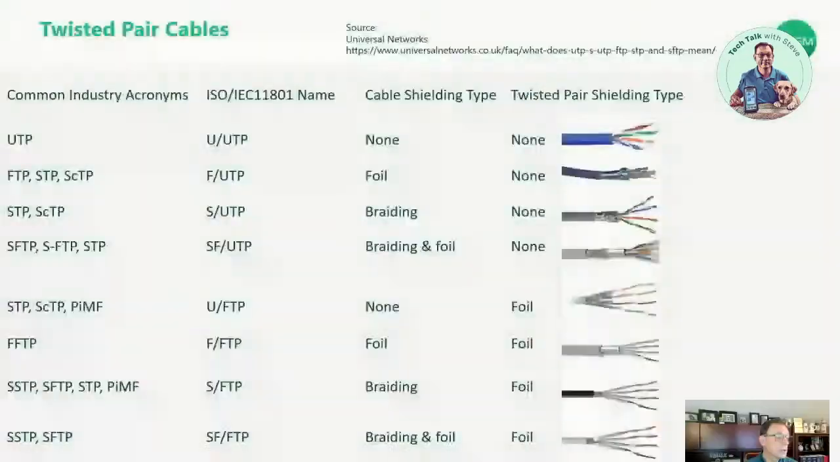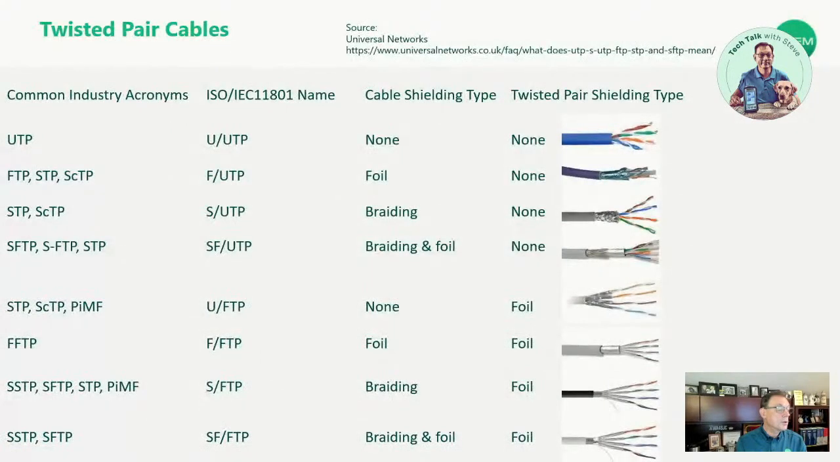I'm going to share my screen and bring up a slide. This is going to be the only slide we've got today; the rest will be more live action. I wanted to go over some twisted pair cables, and I pulled this off the Universal Networks website to talk about UTP versus shielded cabling, so that we can have a baseline. There are various types of cabling here, so we'll go down through the list.